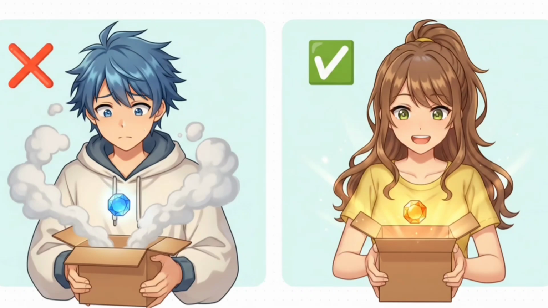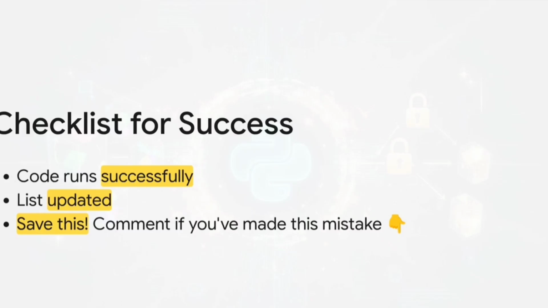Right: myList.append(4). This modifies the list in place, and it always works correctly. Once you do it the right way, your code runs successfully and your list is perfectly updated.